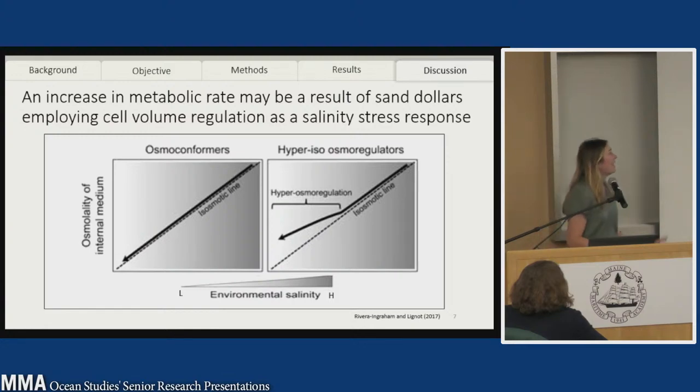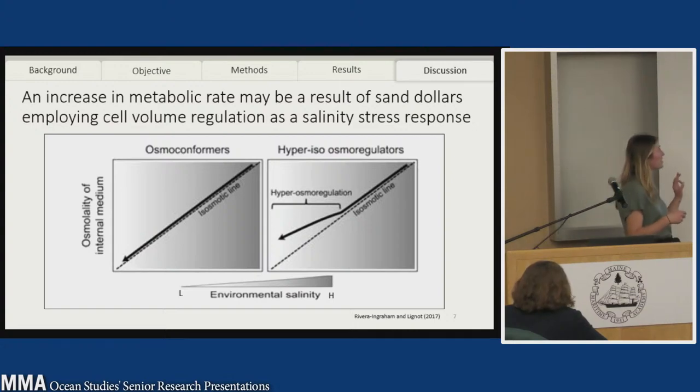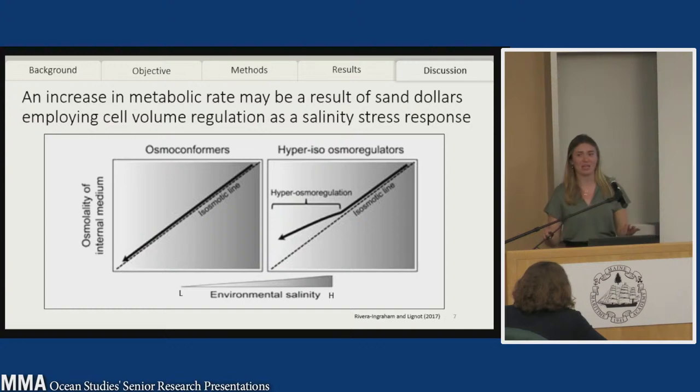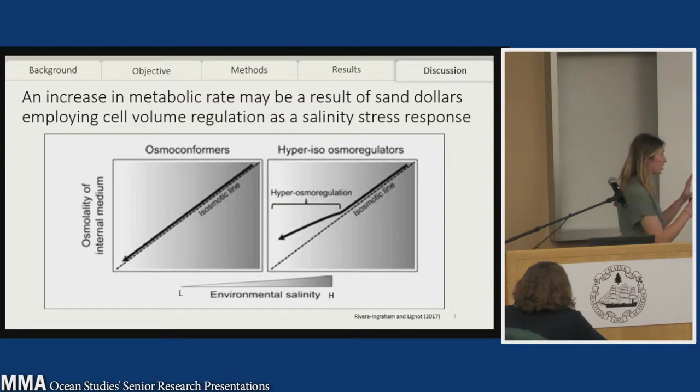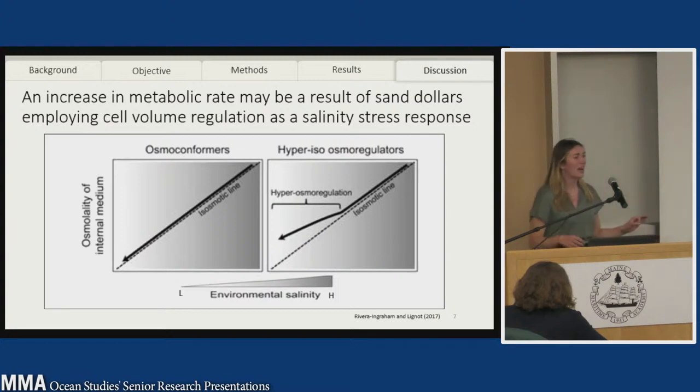They both share the same y-axis, and they also both share the same x-axis. The y-axis is osmolality of internal medium, which is just referring to how salty the internal fluids of that invertebrate organism are. So this is a general study. And then the x-axis is an environmental salinity gradient, showing that this is low salinity, whereas this portion is high salinity.